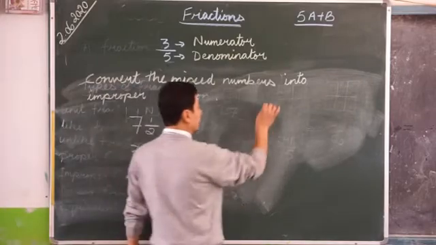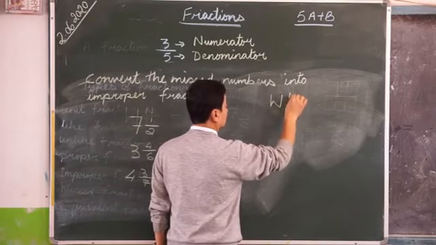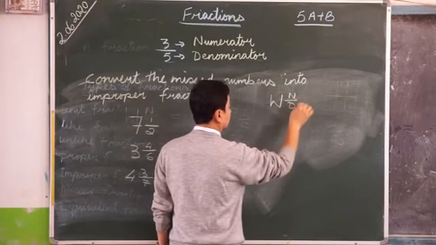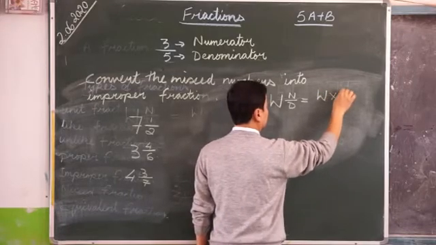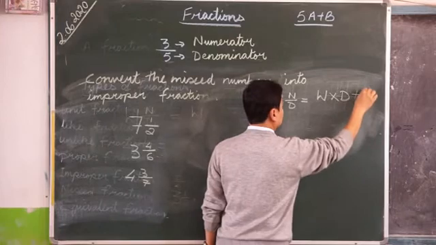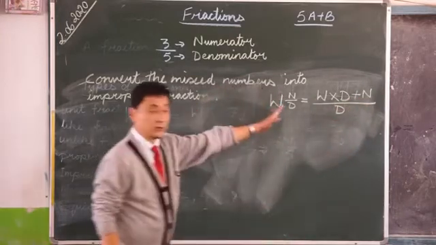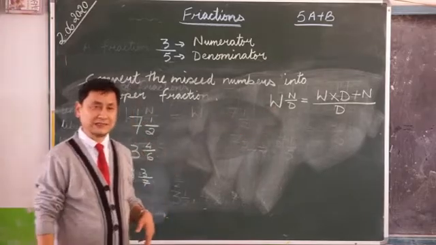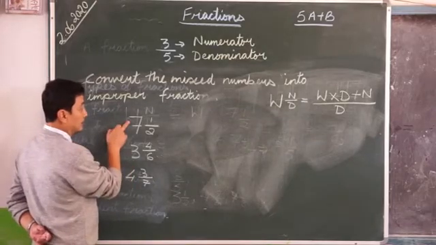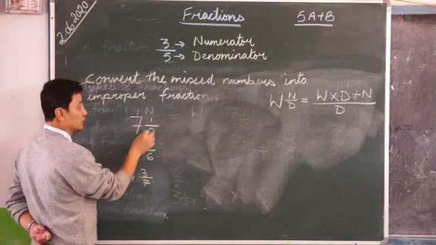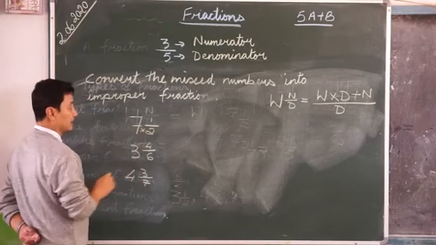So what was the formula? Whole number, numerator, denominator equals whole number into denominator plus numerator upon denominator. Now we are not going to do it that way. We are going to do something easy which we have already done. So what we are going to do? Whole number into denominator. Let's put a multiply sign here.